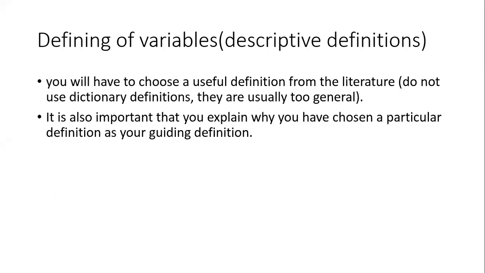Definition from the literature means the definition has to be specific and about the variable you chose. One variable can be defined by many definitions. It does not have to be very general; it has to be specific to your study. So from the literature you can find out different researches already done. It is also important that you explain why you have chosen a particular definition as your guiding definition. आपको why का जवाब भी देना होगा, why this is your particular definition.